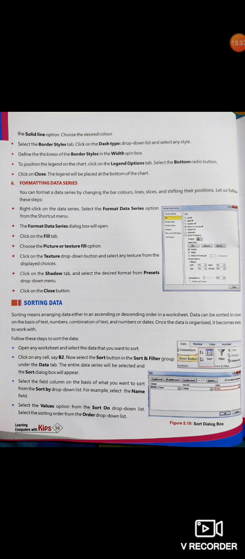Now we have to click on the shadow tab and select the desired format from the presets drop down menu, and then we have to click on the close button. We can also sort data in a chart.